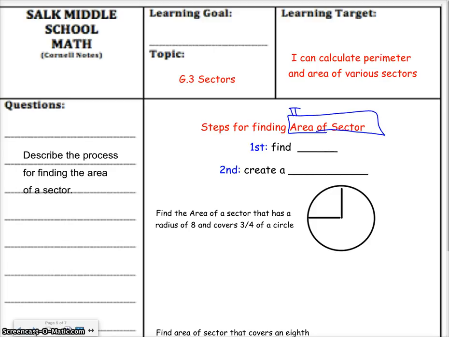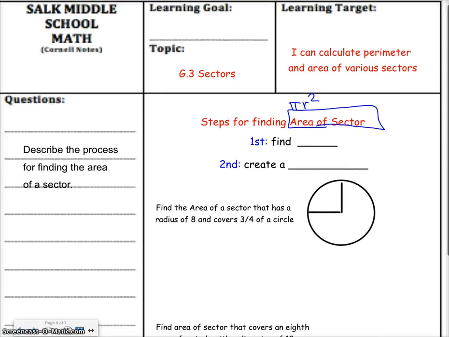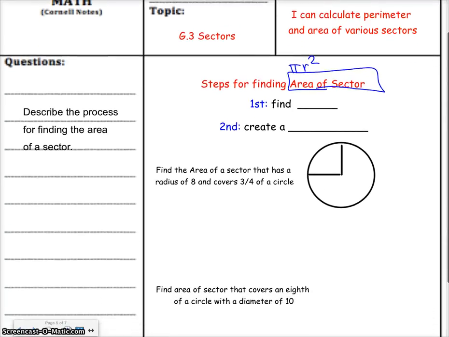So I want you to maybe write the formula down. A is pi r squared. So you know that what you're looking for is a radius. You need to square it and times it by pi for the full. So the first thing I'm going to do is find the radius and then create a proportion.